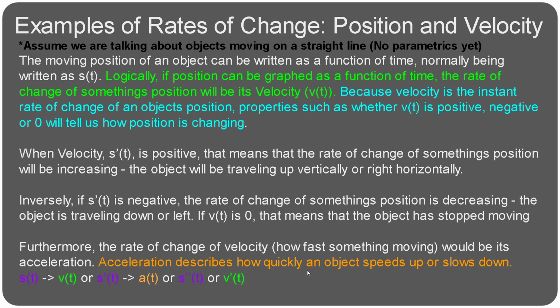And even more so, the rate of change of velocity is acceleration, because acceleration describes how quickly an object speeds up or slows down. It's the rate of a rate, aka the second derivative, which is said right here in orange. And this down here is just a quick little demonstration of how these rates of change associate with each other. So s of t can turn into v of t, which is also the same as s prime of t. And that can turn into a of t, acceleration as a function of time, which is the same as s double prime or v prime of t.